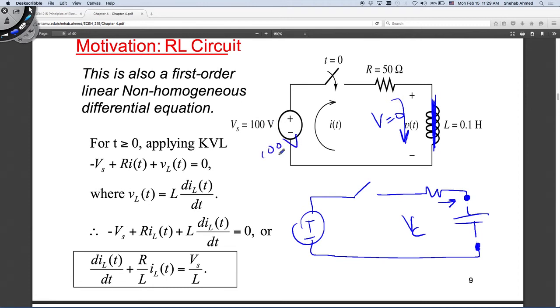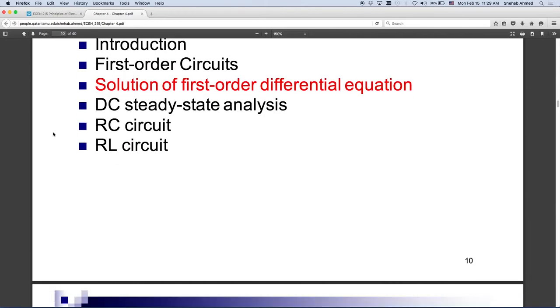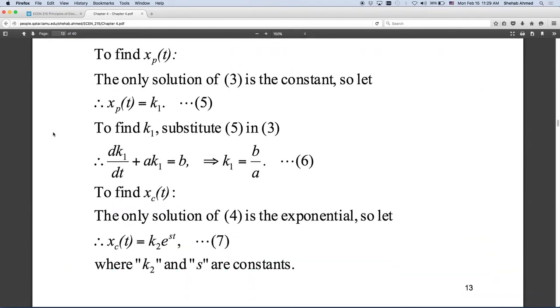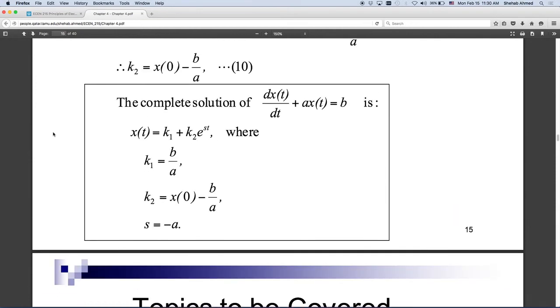100 volts divided by 50 ohms. That's the steady state value of current in this circuit. The V divided by this R. That's the steady state value. Current will not go beyond that. Right, so that's... So do you see the difference now between the steady state solution and the transient response?